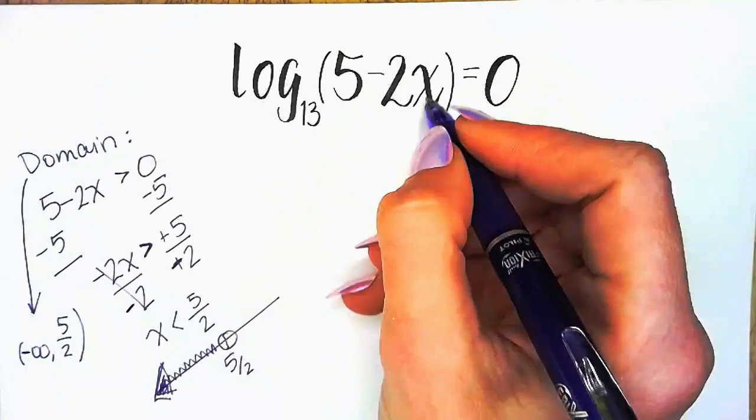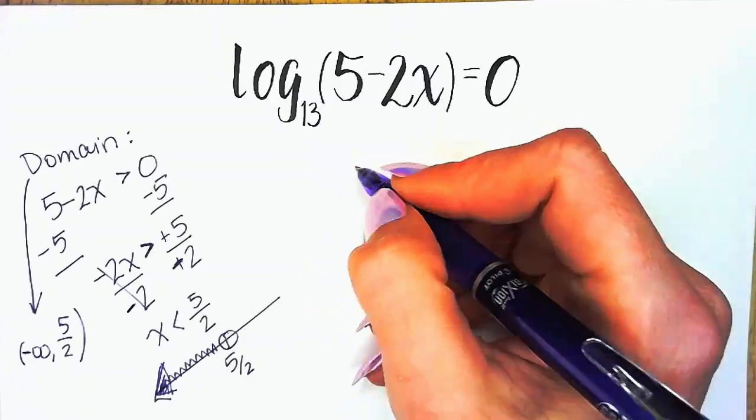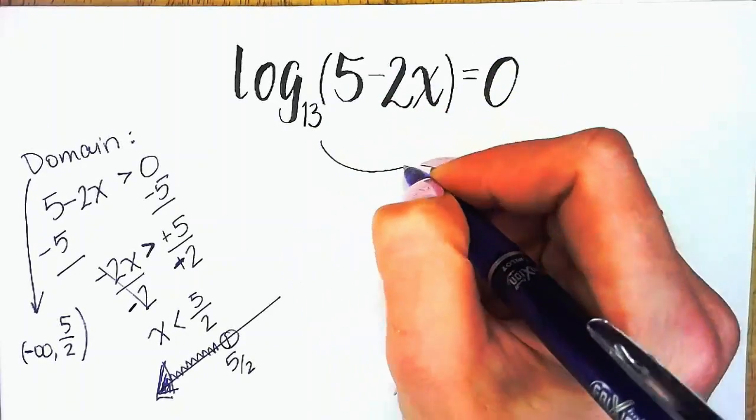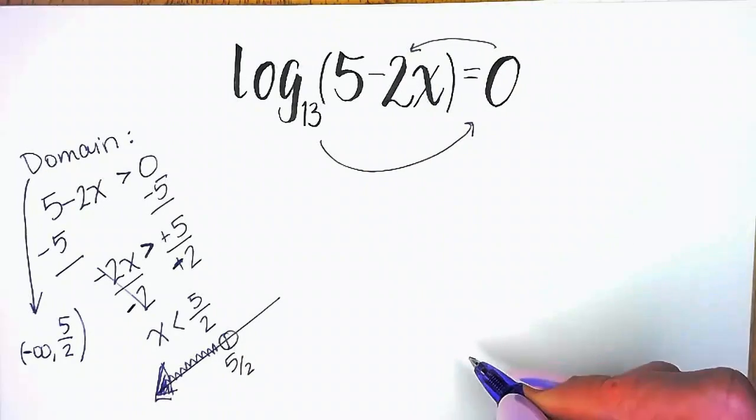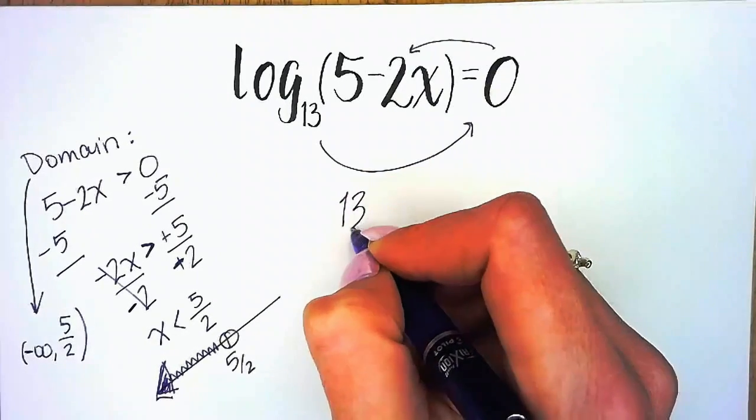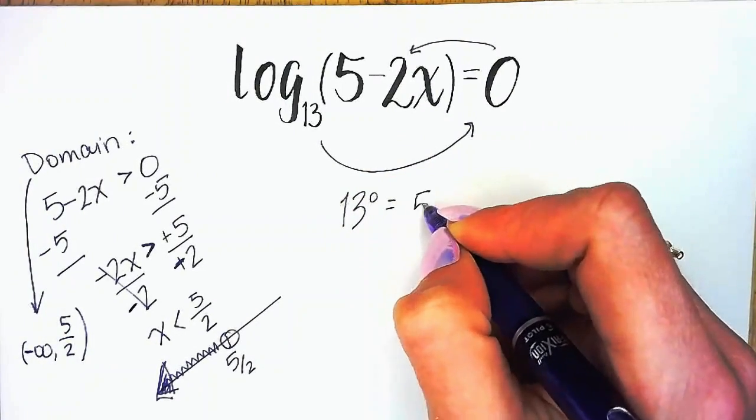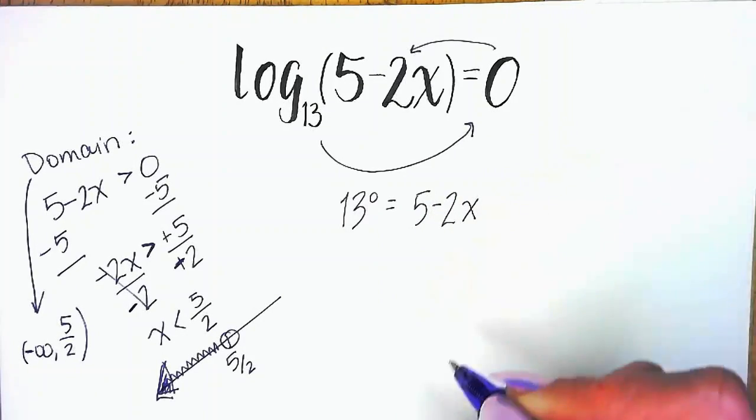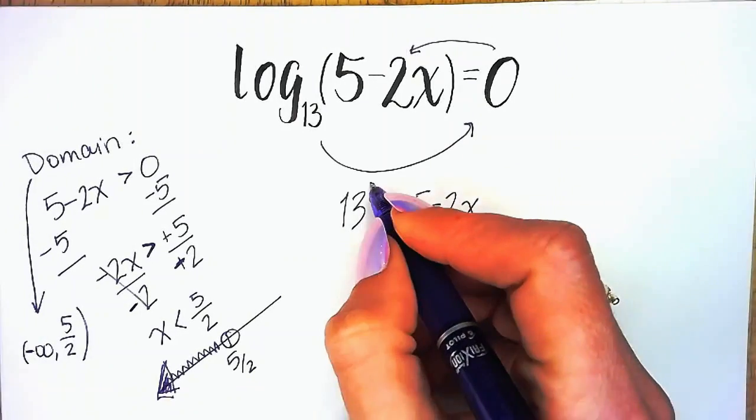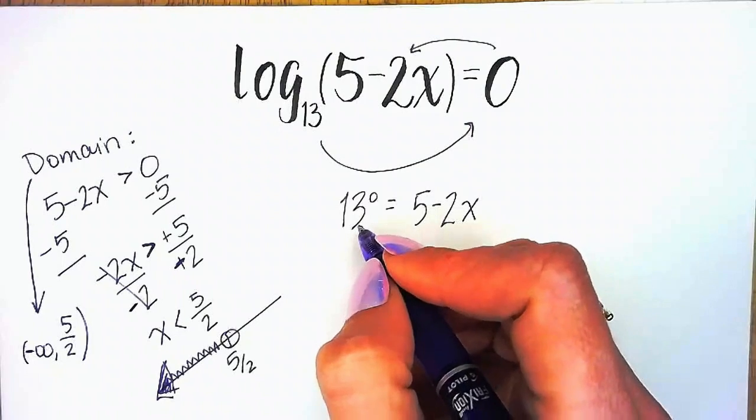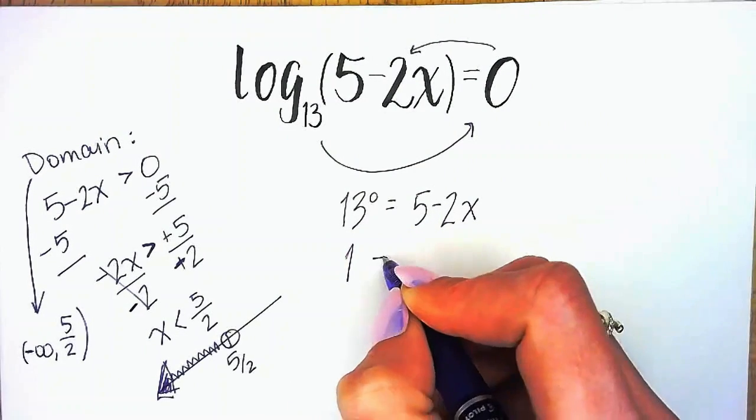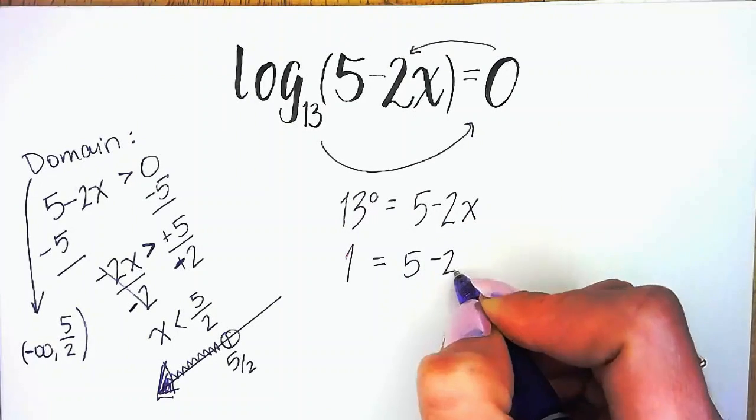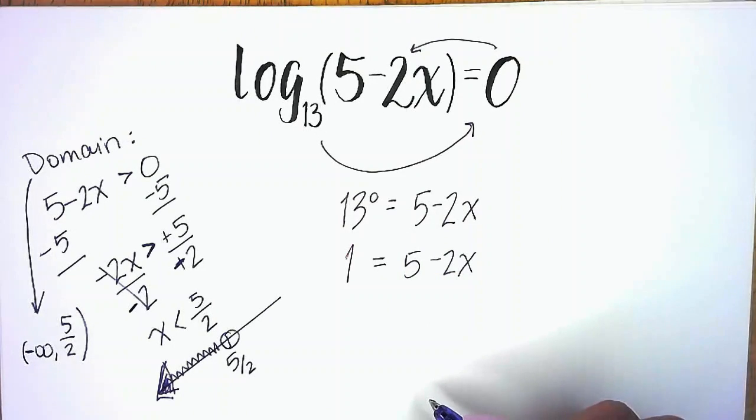Here we have log base b of x equals y already set up, so all we need to do is change it to an exponential. B to the y equals x. 13 to the 0 equals 5 minus 2x. 13 to the 0 power, what does that equal? 1. Then we just finish up solving for x.